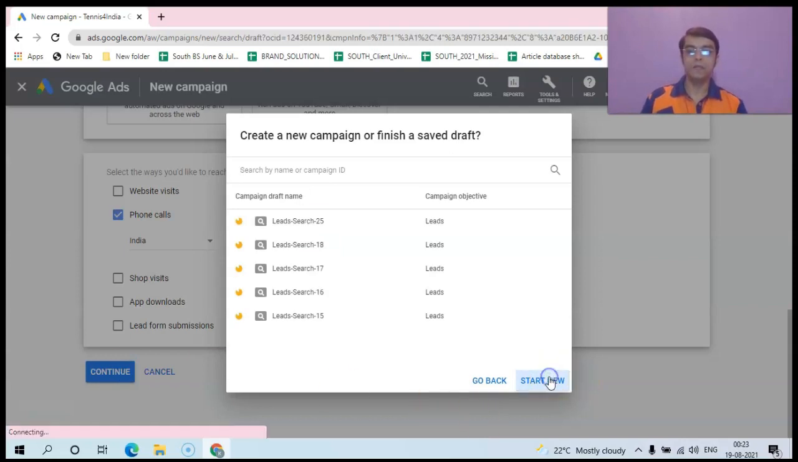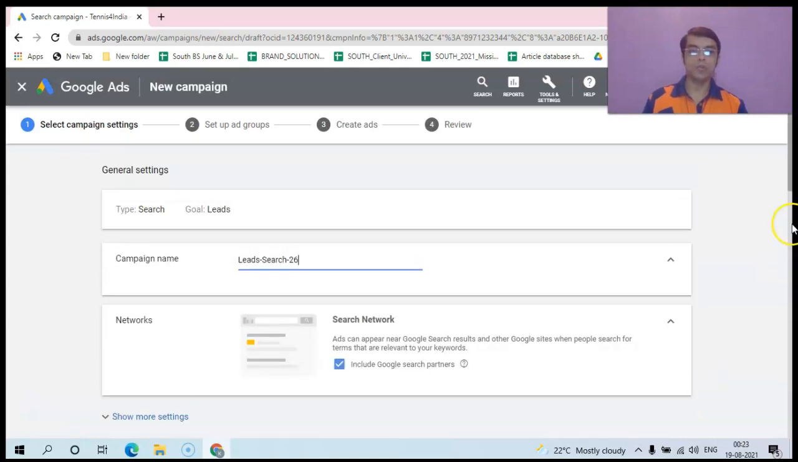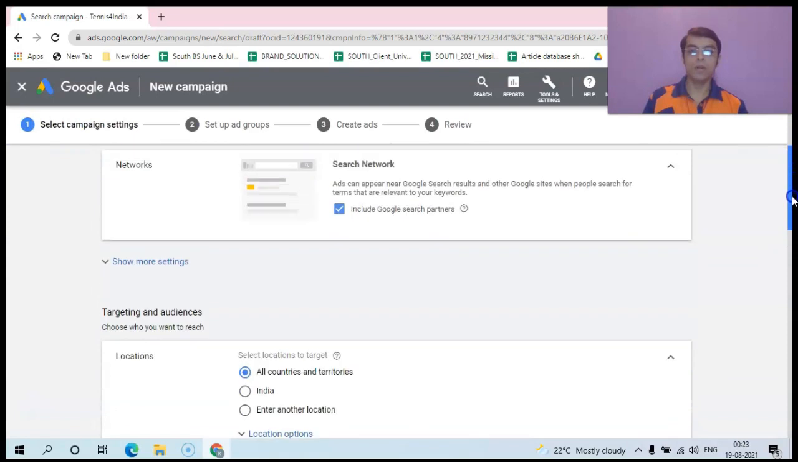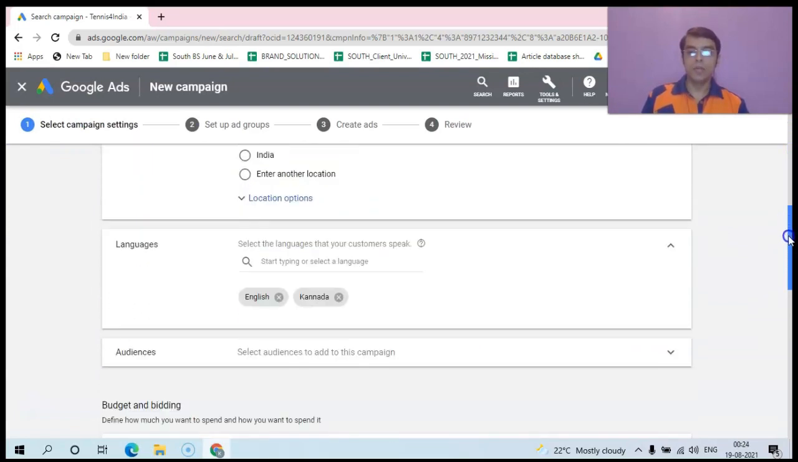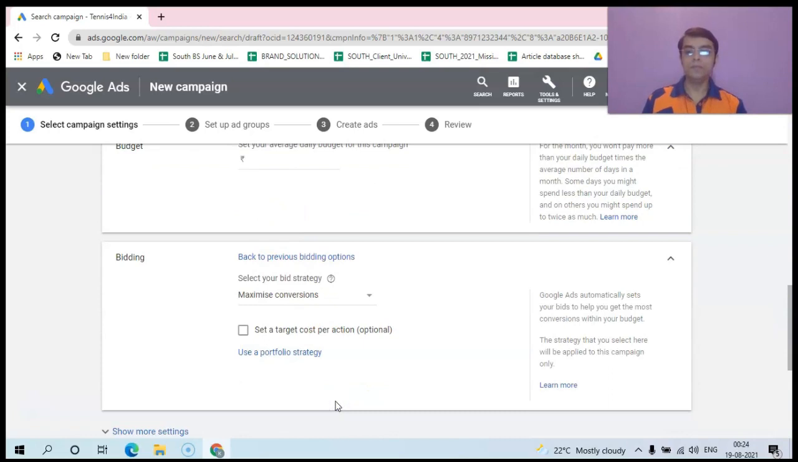Just start something new. I'll not do any campaign setup here. Because all these things were already done in the search and display campaign, right? So I'll straight away jump to the types of bidding.